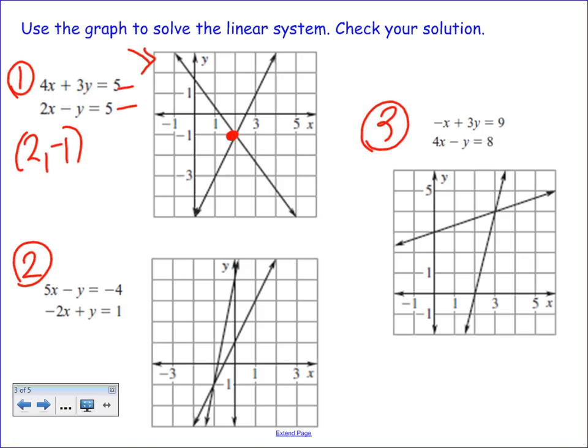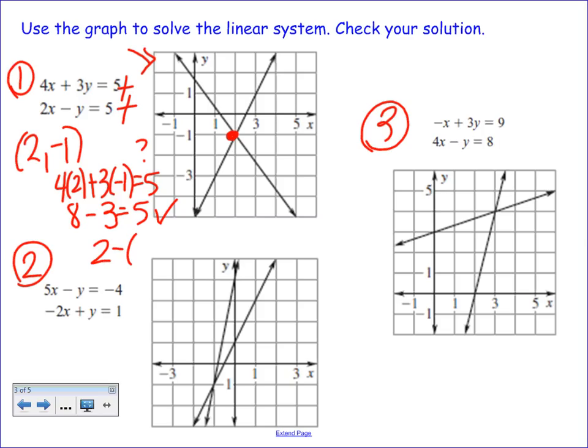So what I can do is plug in that ordered pair into both of my equations here and see if that's true. Well, 4 times 2 plus 3 times -1, does that equal 5? I get 8 minus 3. Is that 5? Yes. Plugging into my second equation, 2 times 2 is 4, minus a -1. Does that equal 5? 4 plus 1 is 5? Yes. So this point right here, the intersection, is the solution to my system, which is the ordered pair 2, -1.